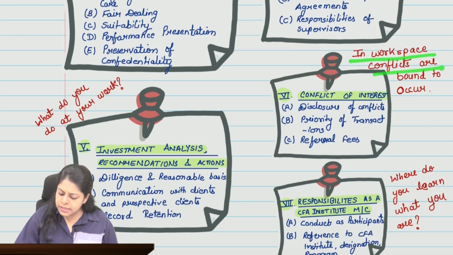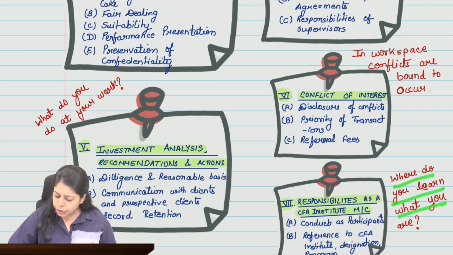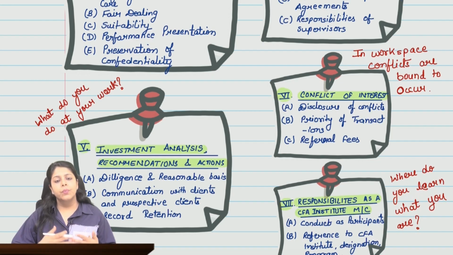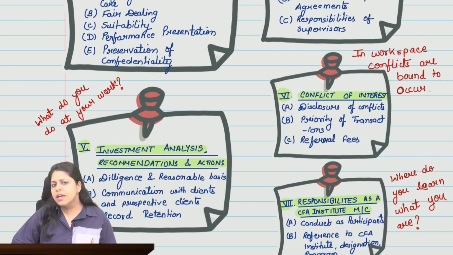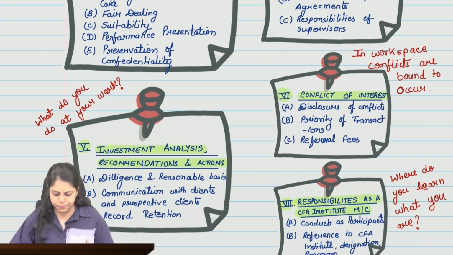Last, in the workspace, conflicts are bound to occur. So your 6th standard is conflict of interest. And last, where do you learn what you are? You are a professional. Where do you learn to be a professional? In CFA Institute. So the 7th standard is responsibilities as a CFA Institute member or candidate.